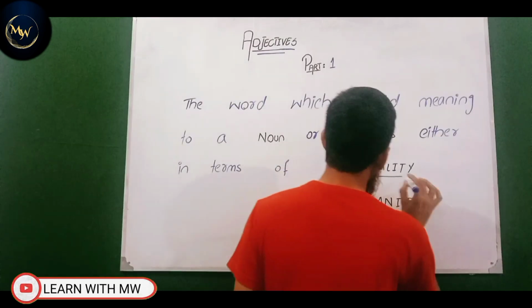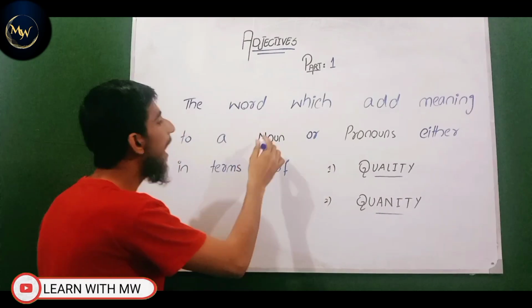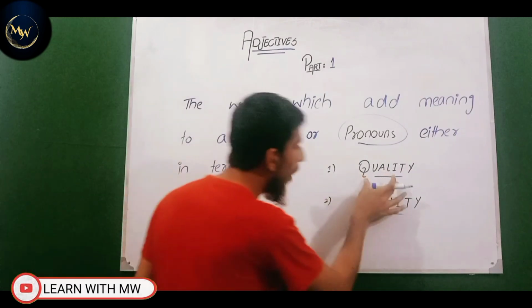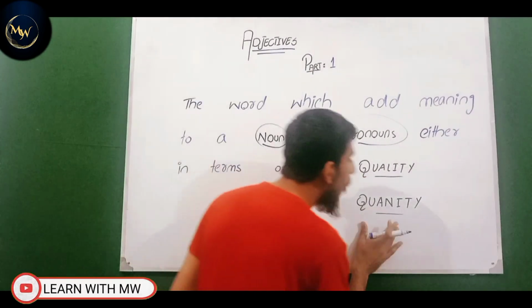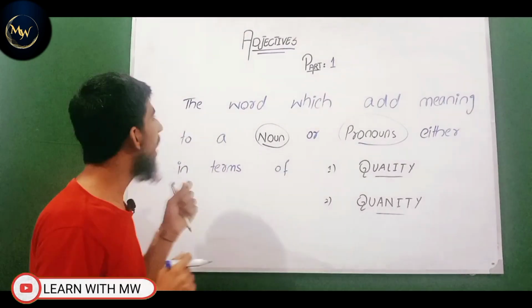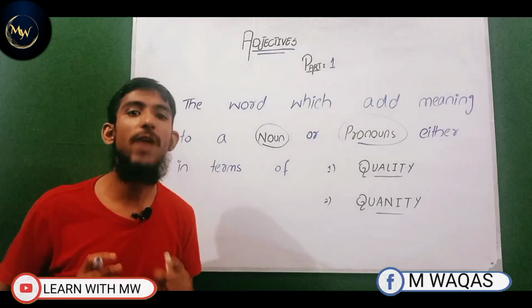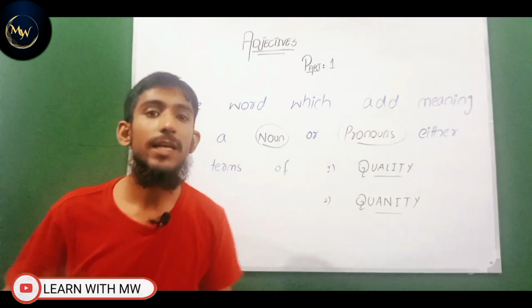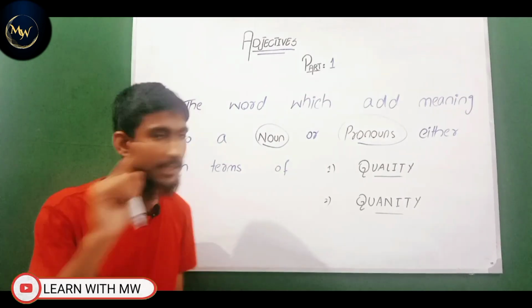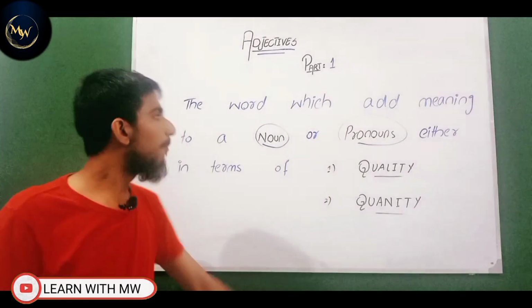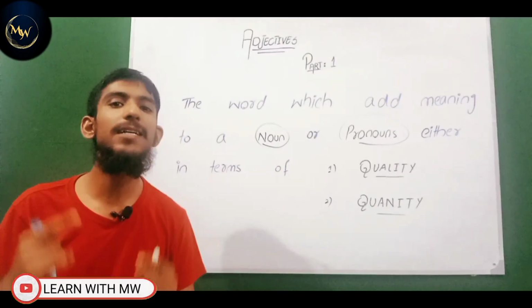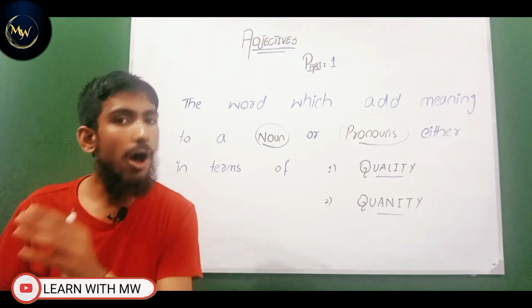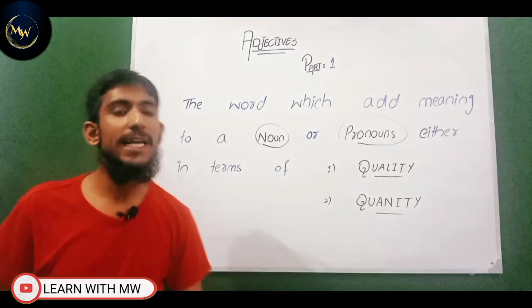The word which adds meaning to a noun or pronoun, either in terms of quality or in terms of quantity. So we have discussed the basic definition of adjective, that is, what are adjectives in English grammar. I'm again reminding you, it is not adjective. The correct pronunciation is adjectives. So the words which add meaning to a noun or pronoun, either in terms of quality or in terms of quantity, we call those words adjectives in English grammar.